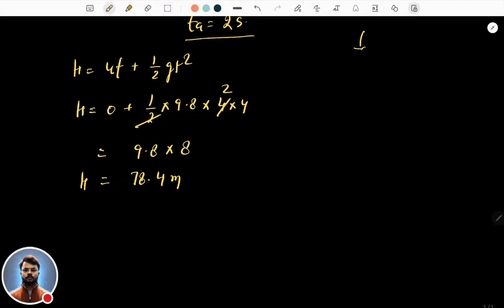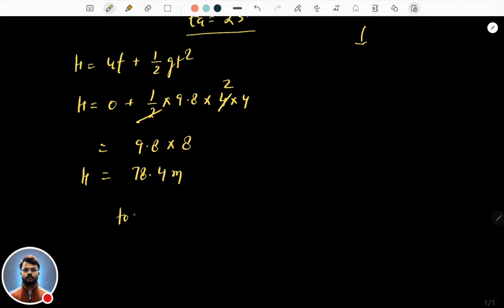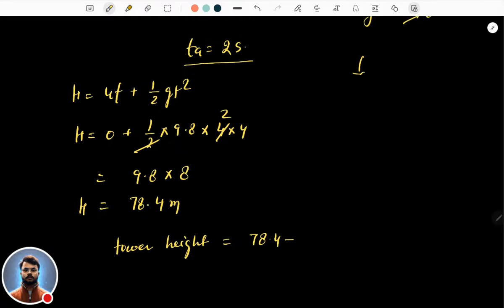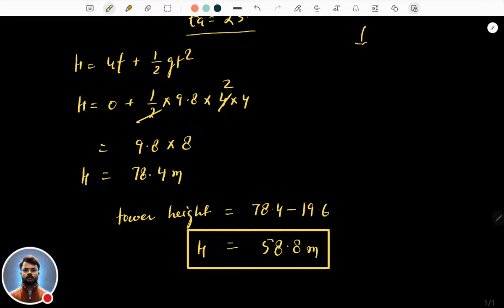This is the total height that it covers downside from here to here. All right, now minus this height 19.6 meters from this, and the remaining height will show you the height of the tower actually. So the tower height is equal to 78.4 minus 19.6, that is 58.8 meters. This is the height of the tower. All right, so this is your answer.